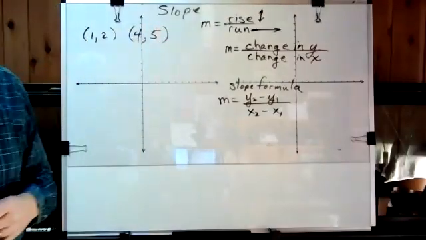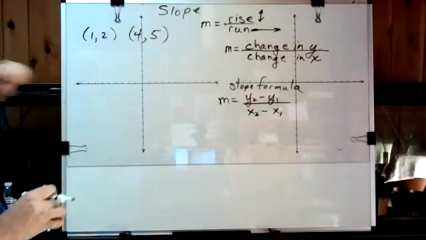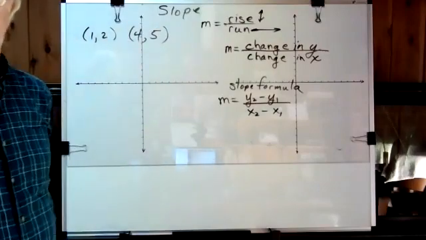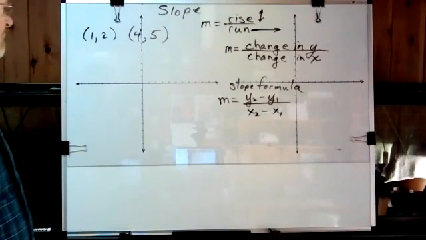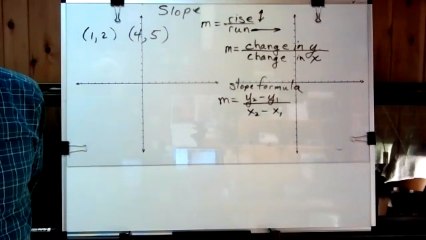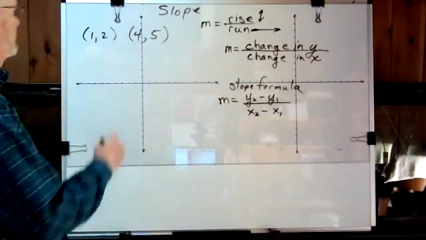Any 2 points I can put up here right now, we can figure it out. Here are 2 points that are on some line. What's the slope of that line? I have (1, 2) and (4, 5). All right, looks pretty good on my screen here.